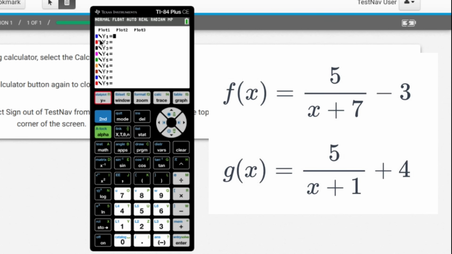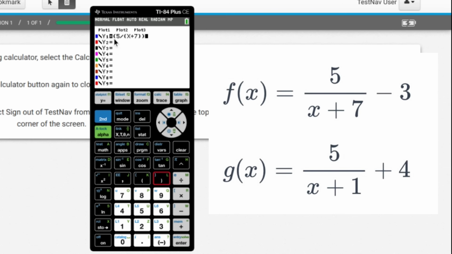So I'm typing out f of x in y sub 1. Okay, f of x was 5 over x plus 7, minus 3. The way I do the 5 over x plus 7 is I'm going to create this big fraction. Since 5 is the only thing in the numerator, I could just go right to there, over parentheses x plus 7. Now, I've always been super paranoid with fractions on the TI-84 Plus.